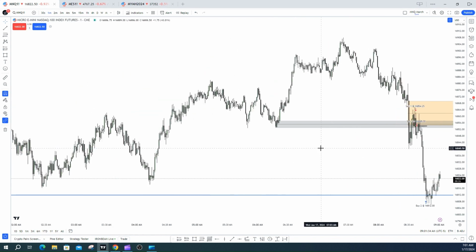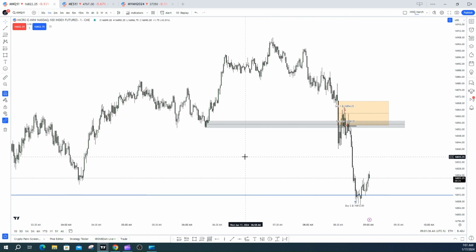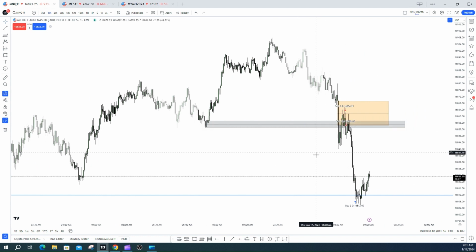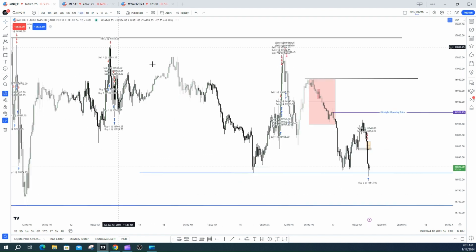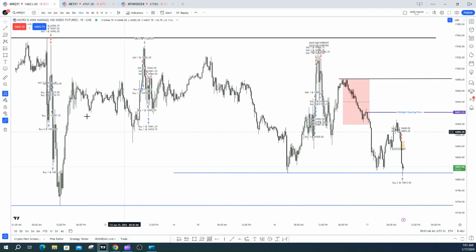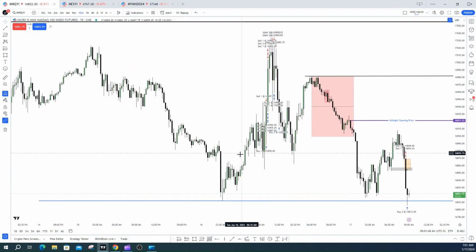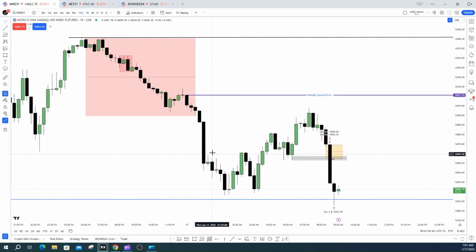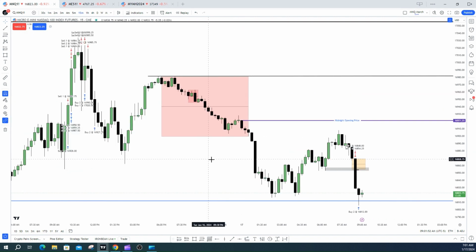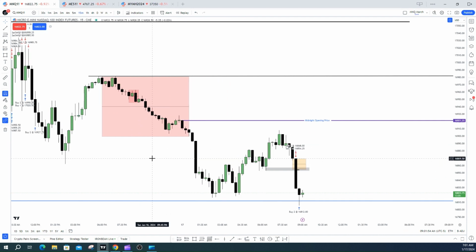And what I traded today was ICT's favorite model, which is the second leg distribution of the market maker sell model. So I'm going to zoom out a little bit right here. You can see these are all my executions. We're going to start by kind of looking at how the daily candle is formed.